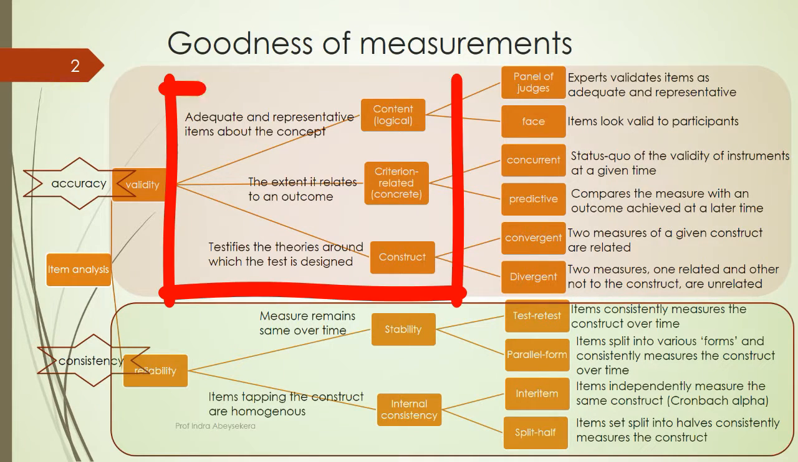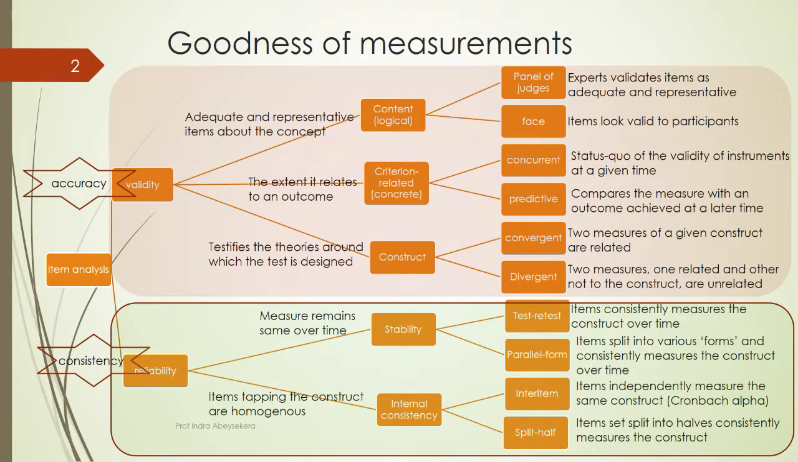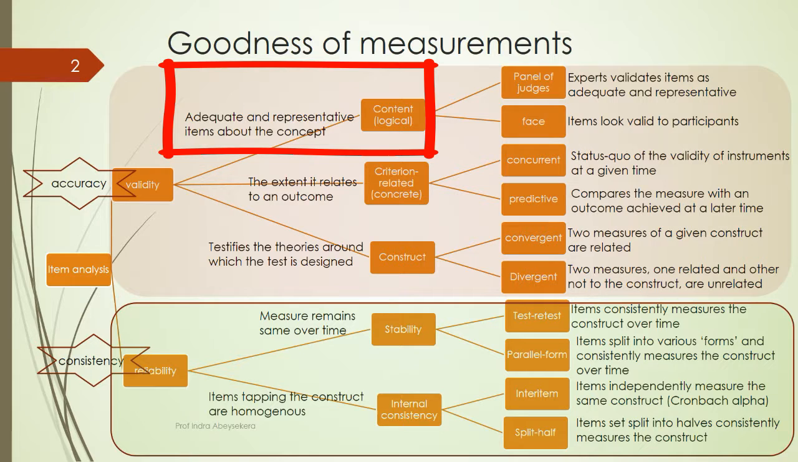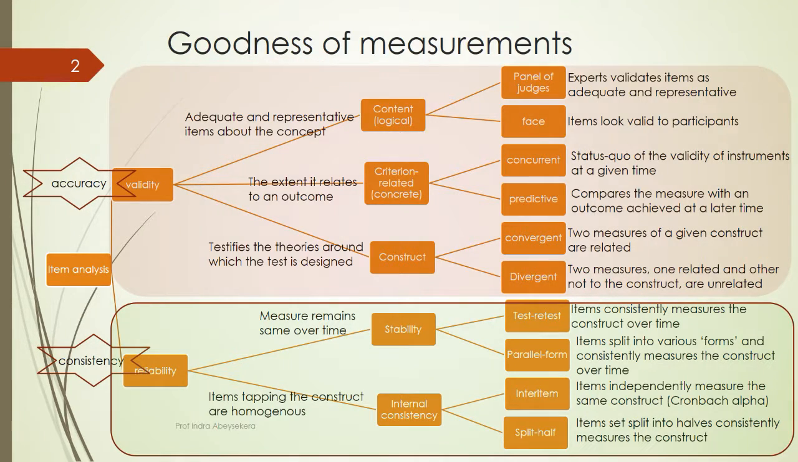One is content or the logical validity. The next one is criterion related or the concrete validity. Third one is the construct validity. What we mean by content validity is that the items are adequate and representative about the concept.